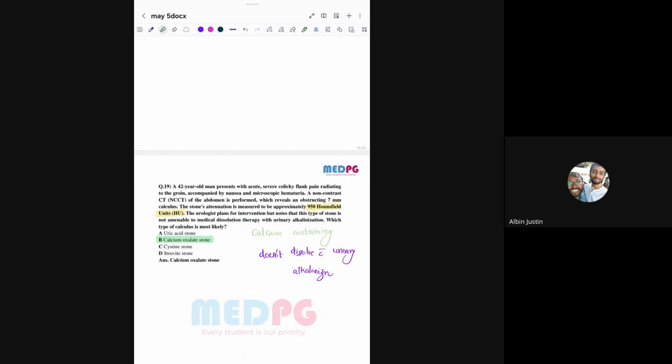And uric acid stones are usually low density, that is around 200 to 400 HU. Cystine stones are moderate density. Struvite, there will be infection related. So if it is a low HU, it is uric acid, high HU is calcium.